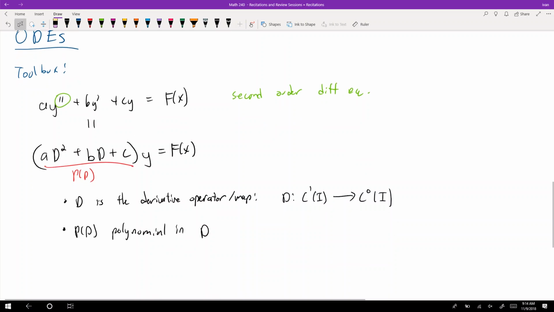Okay. What else? So in this polynomial, you have A, B, C. These are coefficients. And the kicker is that they're not necessarily constant.